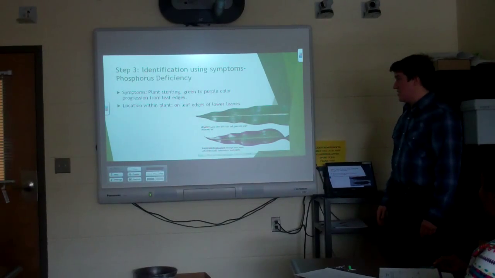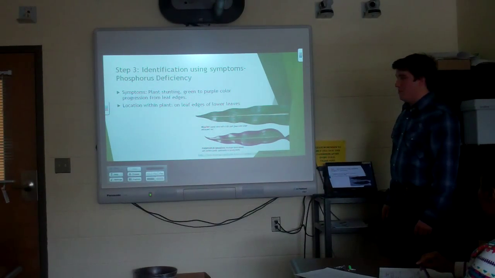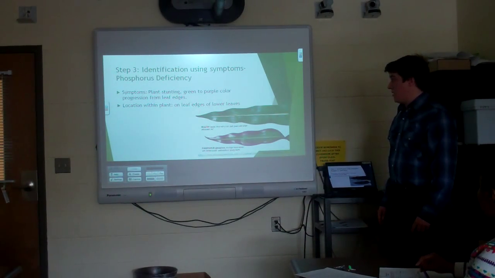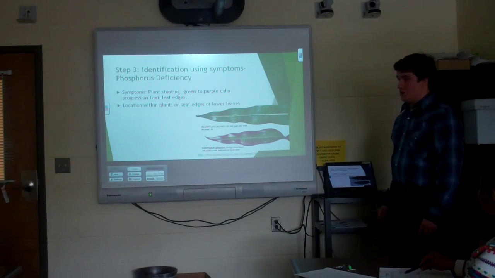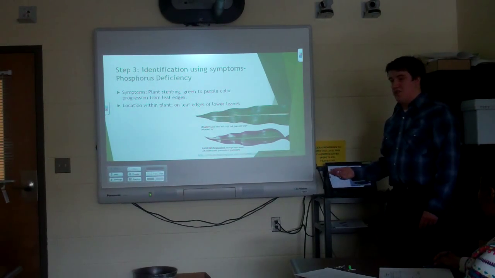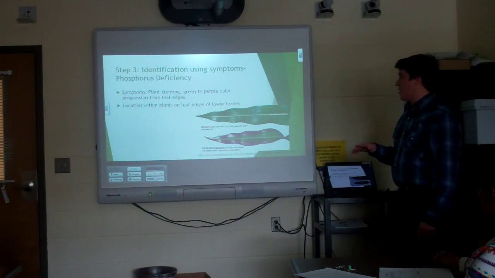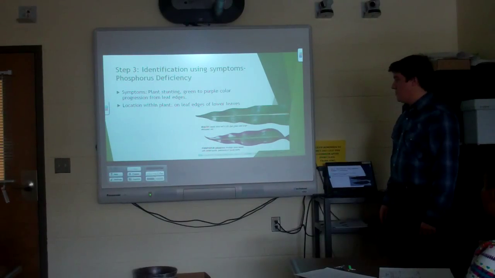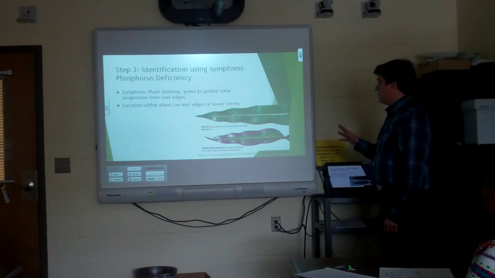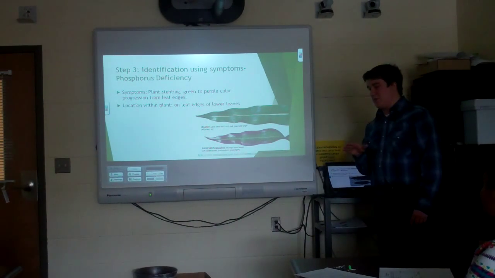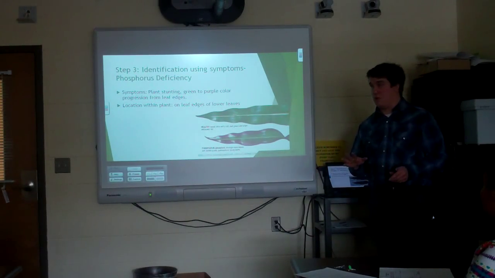Phosphorus deficiency is another problem that's less common, but it definitely affects root growth, so it's important. Otherwise, your crops will just blow over. Symptoms include plant stunting, which is just overall shorter growth, and green to purple color, with progression from leaf edges. The second leaf in the picture there is a quite severe phosphorus deficiency. It's not a real picture, but it's a rendition. Again, it's going to be on lower leaves, on the leaf edges, and it's going to be purple generally.